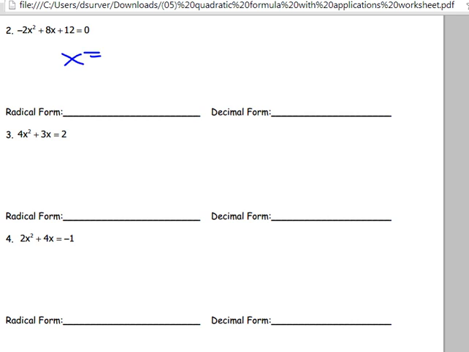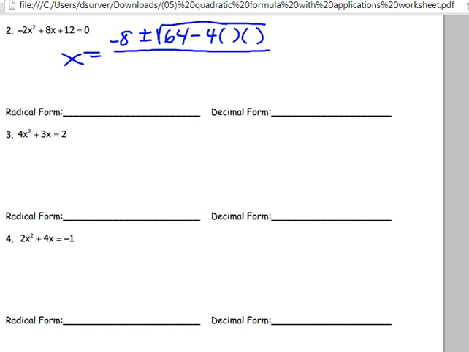So it's x equals negative b, which is negative 8, plus or minus the square root of b squared, which would be 64, minus 4 times a times c. I always make parentheses for those because that's the most important goofed up part right there. A is negative 2 and c is 12, all over 2a, which is 2 times negative 2.